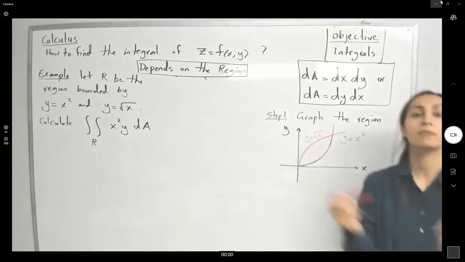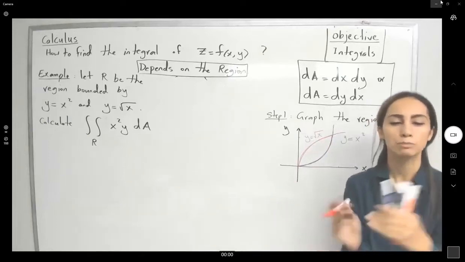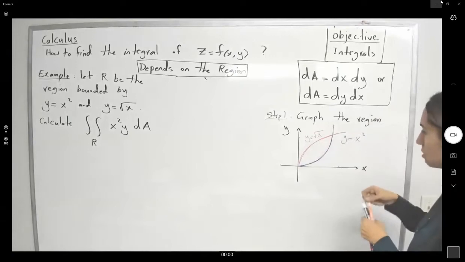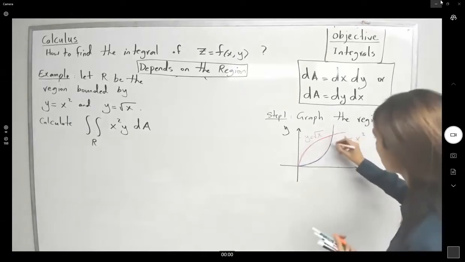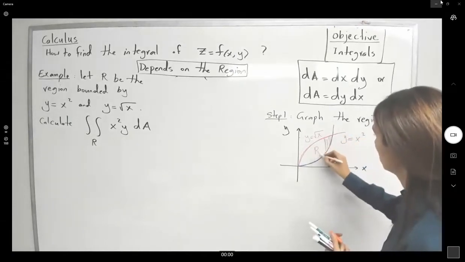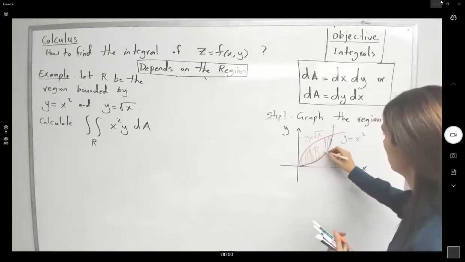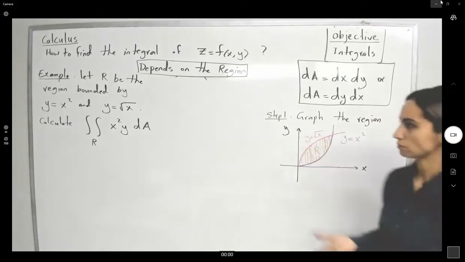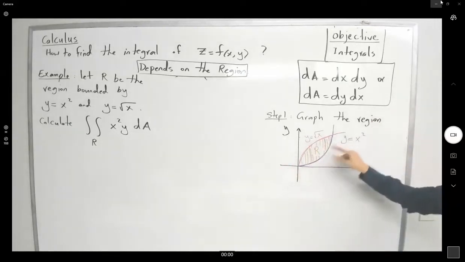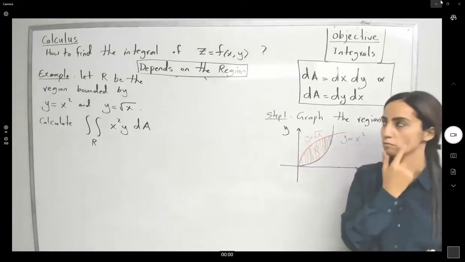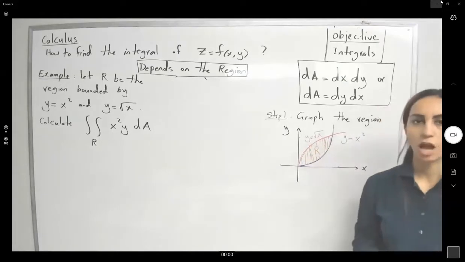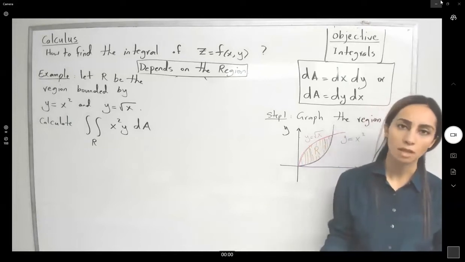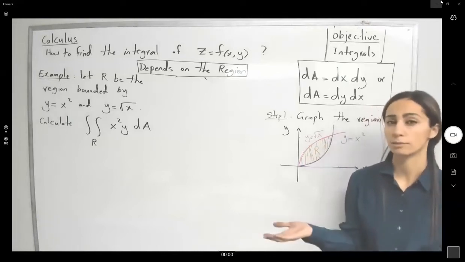So what's the region? The region bounded between these two functions. Okay, this is the region R. Well, I only have these two functions. Remember that, I need my x bounded between some things. But what?